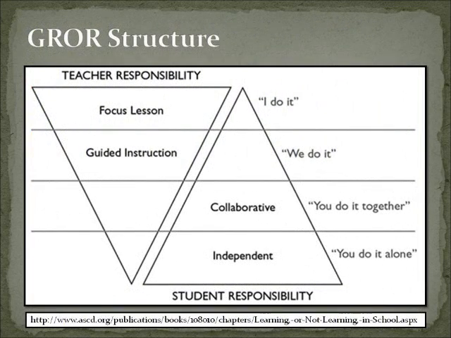The gradual release of responsibility structure has 4 phases. The first is the focus lesson, or the I do it phase. The second phase is the guided instruction, or the we do it phase. The third phase is the collaboration, or you do it together phase. And finally, the fourth phase is the independent, or you do it alone phase.